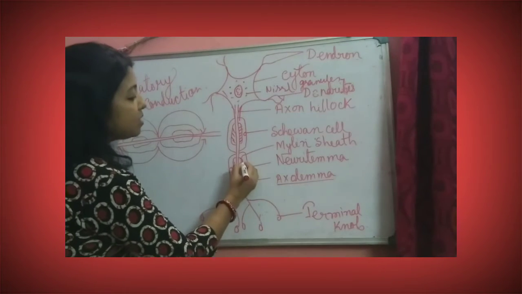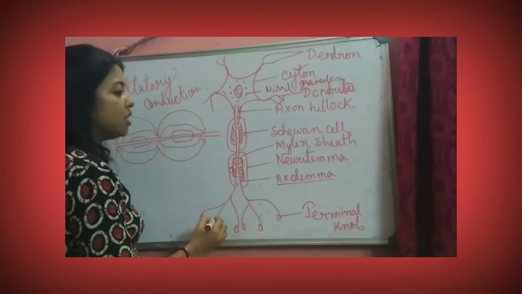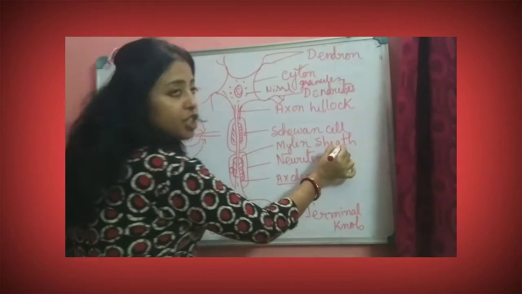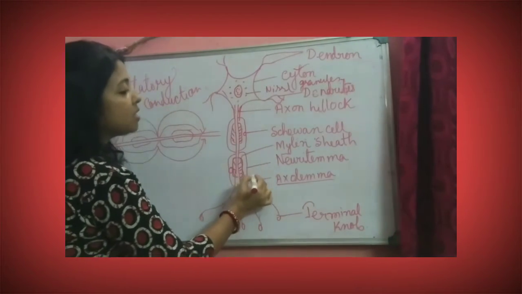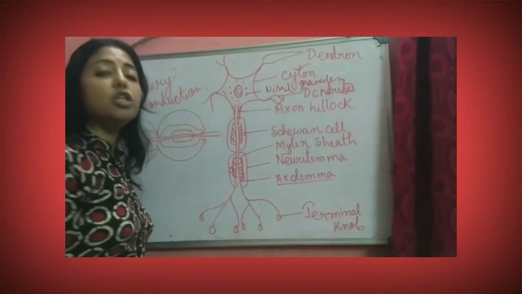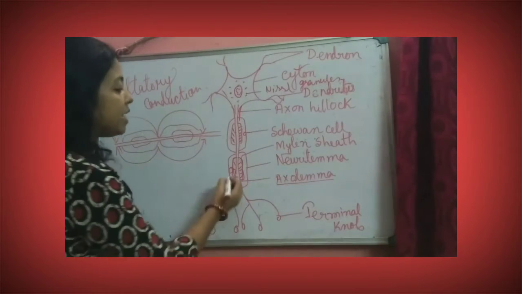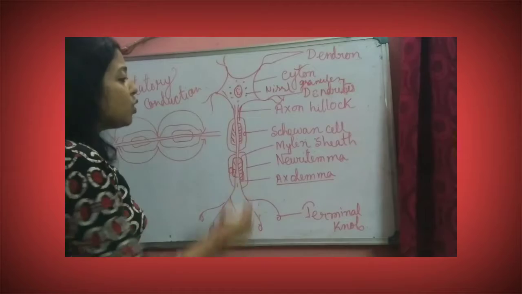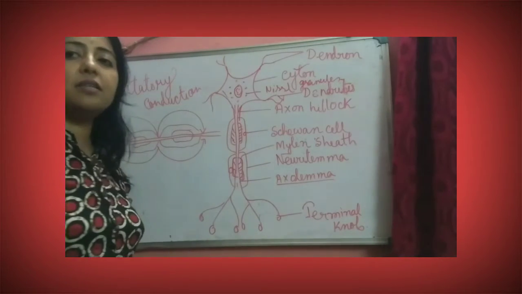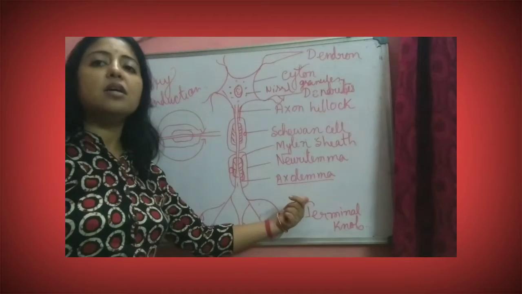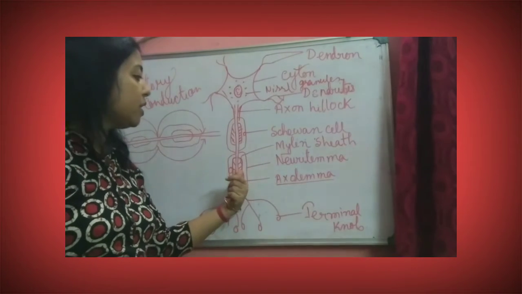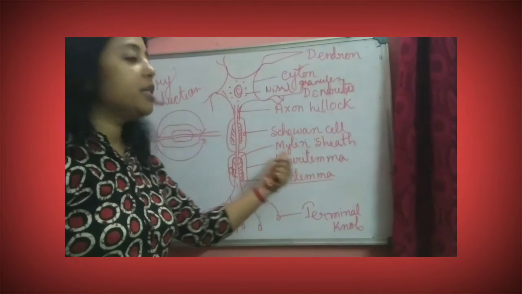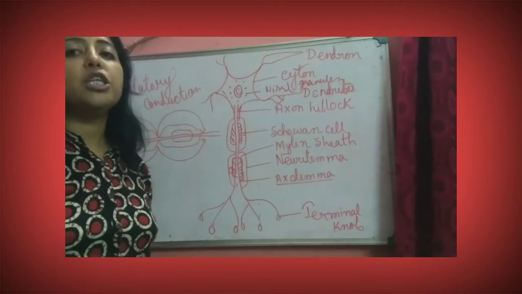Clear? After that another membrane is present here which acts as an insulator. It is known as myelin sheath. And another covering is present here also, that is known as neurolemma. Here one cell is present. This is known as Schwann cell. So, three types of coverings are present in axon. First one I told you, axolemma. Second one is myelin sheath, the innermost second portion. And the third portion is known as neurolemma. Here one cell is present, that is known as Schwann cell.